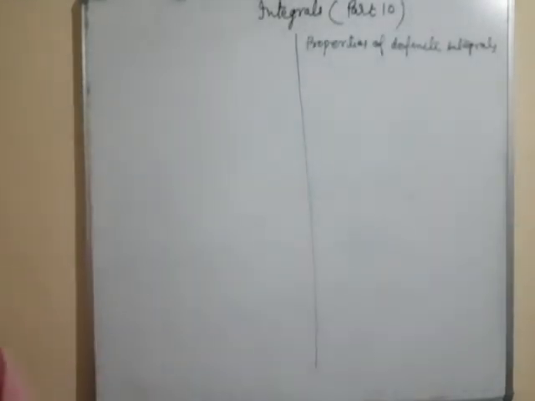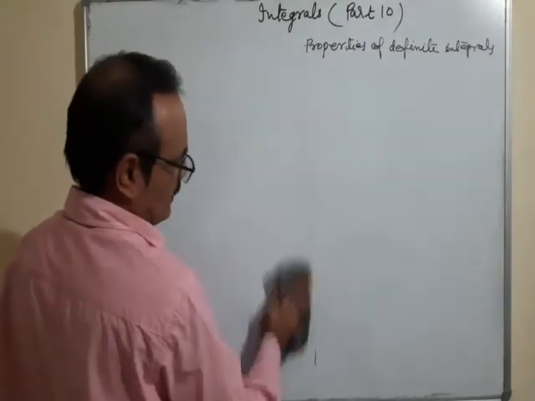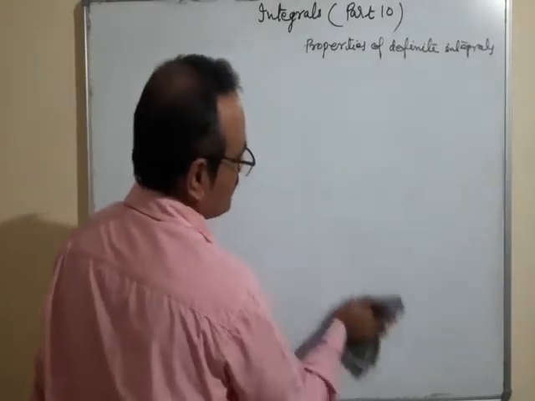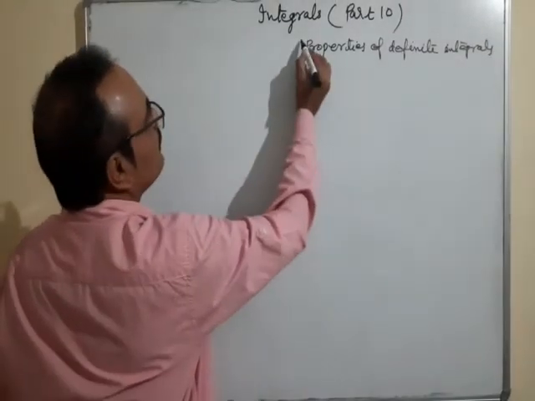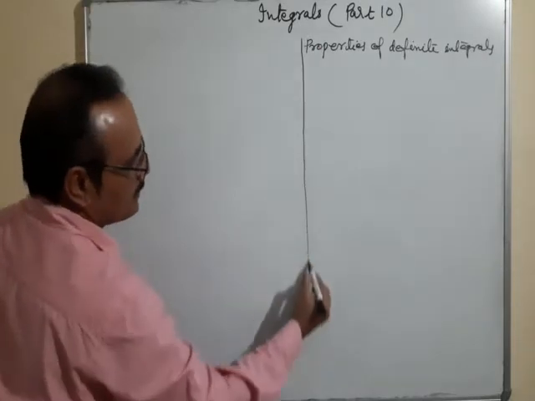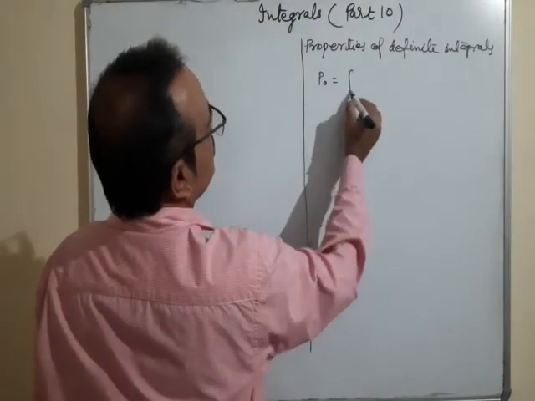What is property number 1? The name is P0. Here the names of the properties are given as P0, P1, P2, P3. So you will remember like that, P0, P1, P2, P3. Okay. P0. What is property P0?